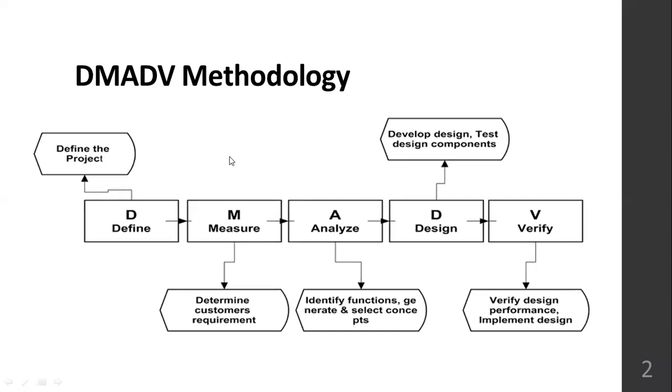Define the project. In the M phase, you determine the customers' requirements, their needs, understand the needs. In A, you identify the functions and generate different functions, select concepts which can fulfill those needs. In design, you will develop a design, test the design, see if it is working out or not. And in verify, a final verdict will be given: if the new design works, is it meeting the customers' requirements, or does some new other solution have to be implemented.